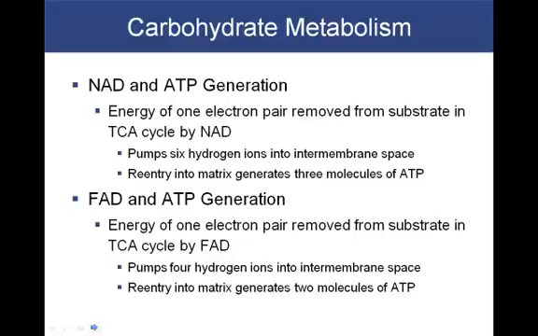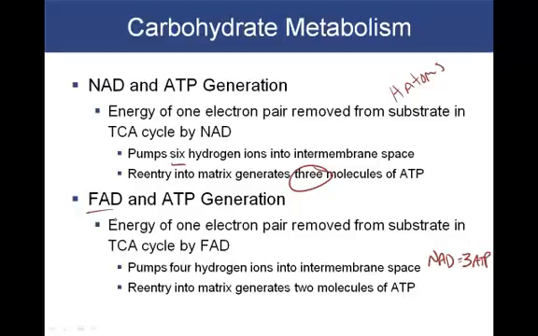For one NAD, the energy of one electron pair removed from the substrate, and this is just referring to those hydrogen atoms that are plucked off the substrate during the TCA cycle by NAD, that one electron pair will pump 6 hydrogen ions into the intermembrane space to create that gradient, and it's going to give rise to 3 molecules of ATP. So what I've always memorized is NAD is going to give rise to 3 ATP.